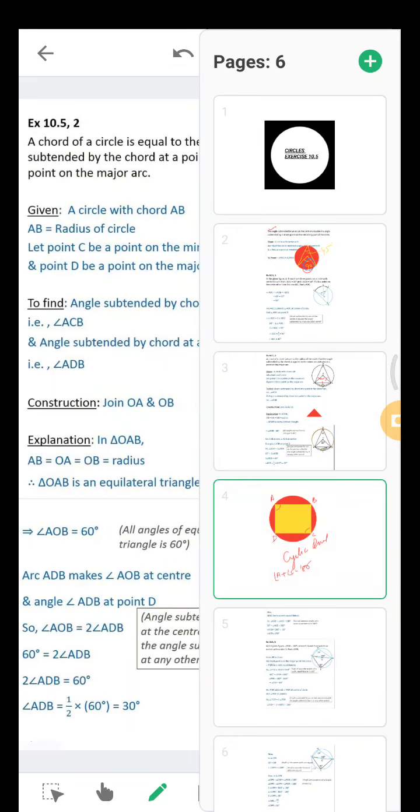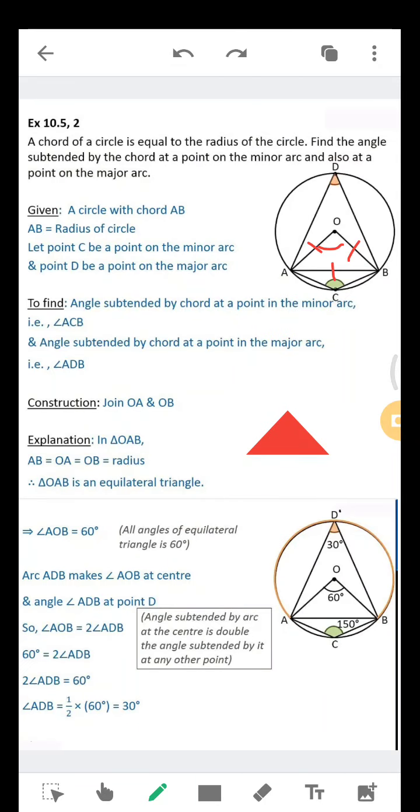Applying this property here, ADBC is also a cyclic quadrilateral. When this angle is 30 degrees, how much will this be? Because these two are supplementary, they add up to 180. So this will be 150 degrees, or not? Yes, it will be 150 degrees.